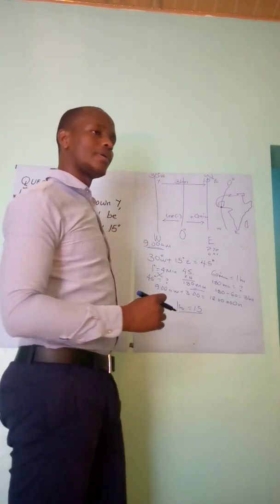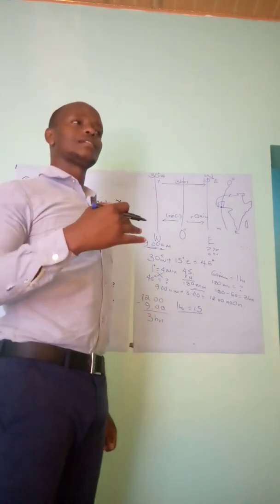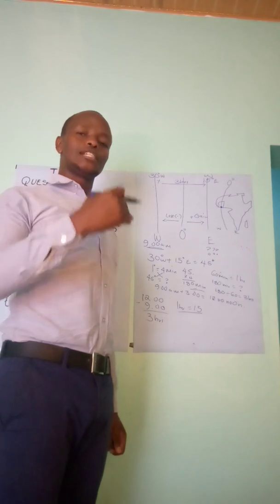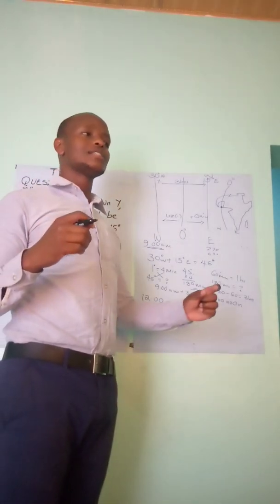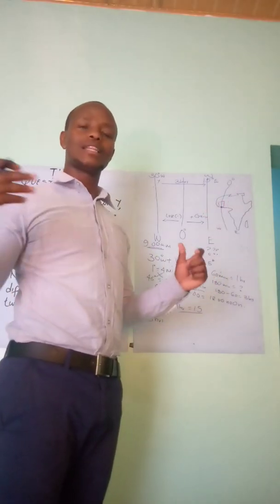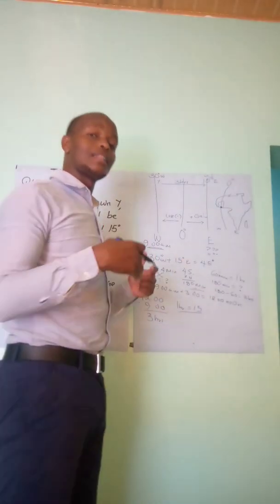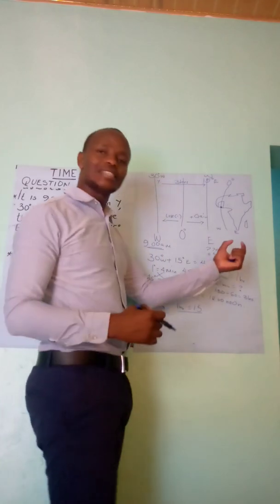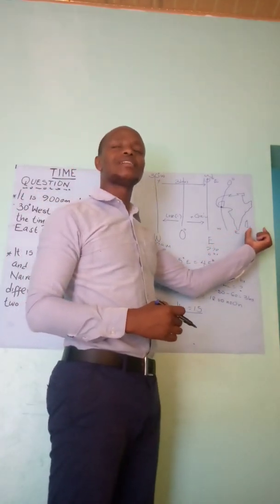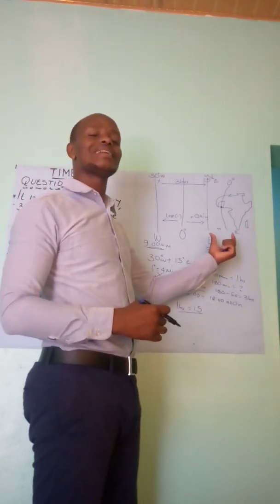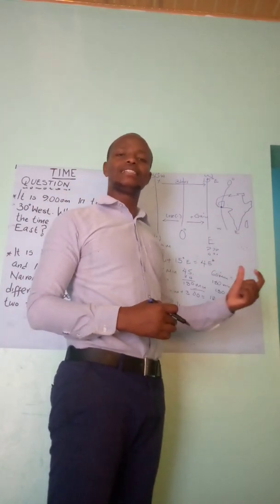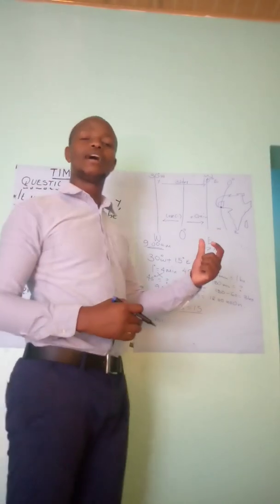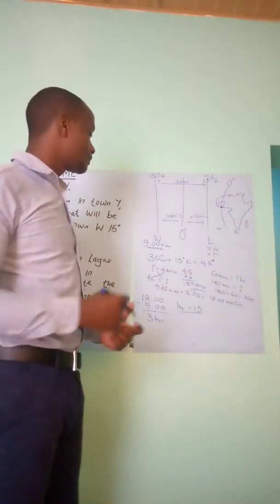Now, when we say that the rotation causes a difference in time, whereby some parts are ahead of time than the others, what are we saying? It means that the sun rises earlier on the eastern side than on the western side. And that makes the eastern side to be ahead of time than the western side.